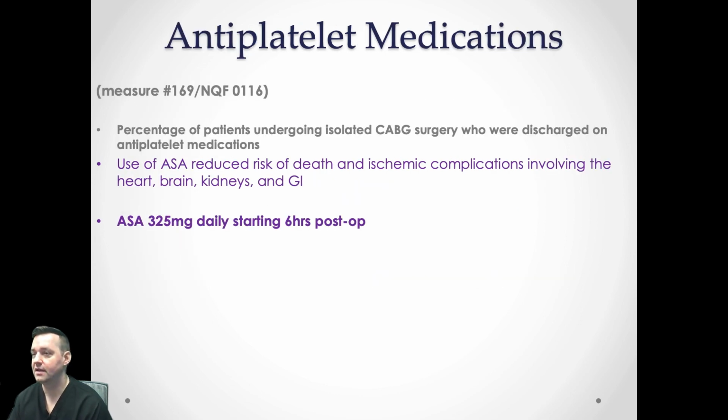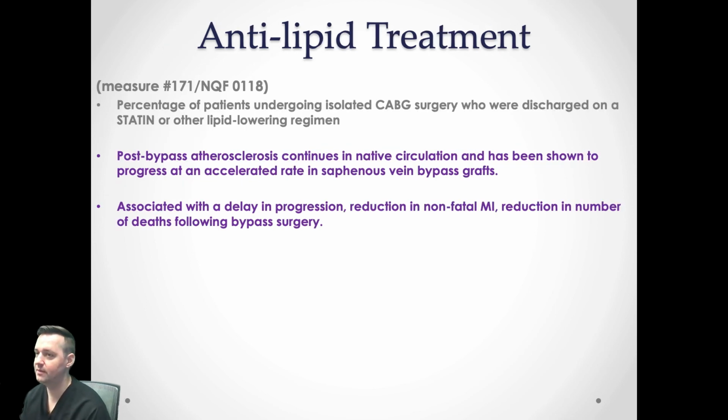Antiplatelet medications, again, very similar, reduces the risk for death and ischemic complications. We're all starting aspirin 325 within 6 hours. Anti-lipid therapy, I'm going to hit on it again. You can't forget to start your statin therapy. It relates to all-cause mortality as well as the lifespan of your CABG grafts. Okay, so you have a responsibility to start your aspirin, your beta blocker, and your lipid therapy better be on board before that patient rolls out of your ICU post-op day 1.